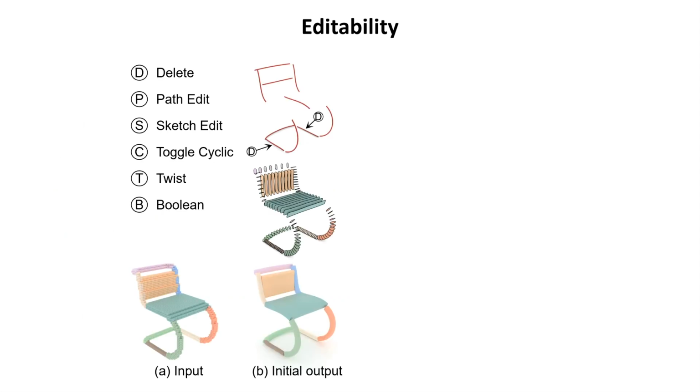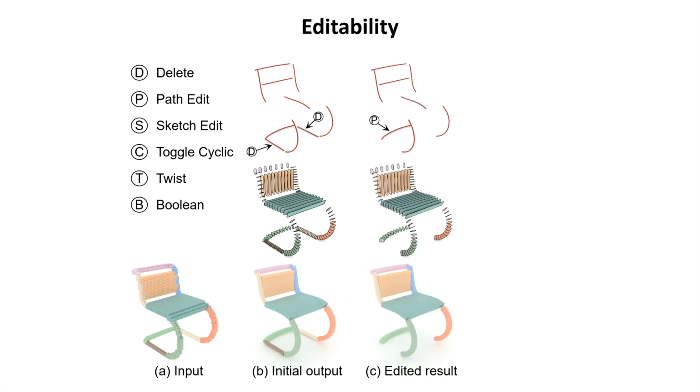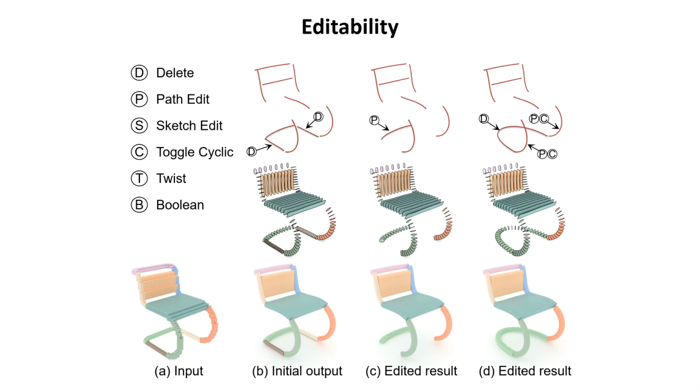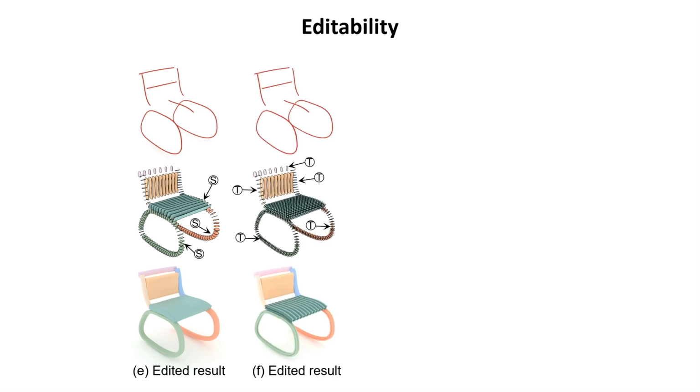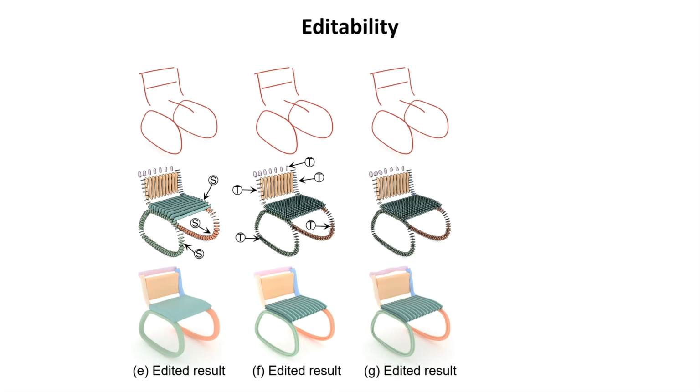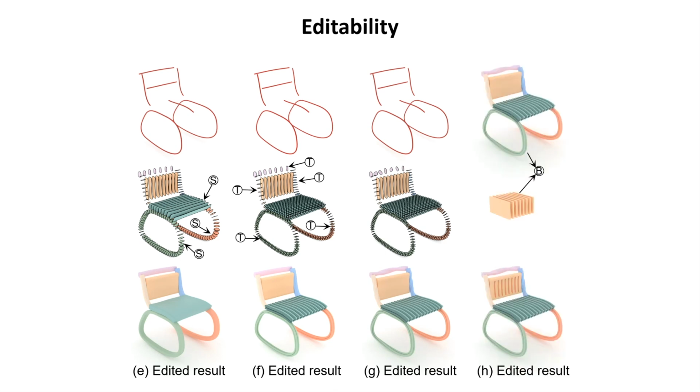Finally, we demonstrate the editability of the outputs generated by SfmCAD. For the network's output, we can delete specific components and modify the paths of certain parts. Additionally, we can alter the sketches of components to adjust local geometric details while maintaining the overall structure. We can also modify the twisting angles of components. Lastly, we can apply Boolean operations to create holes in the components.